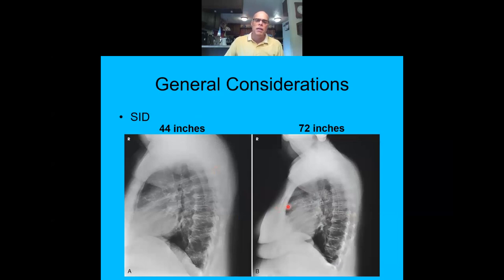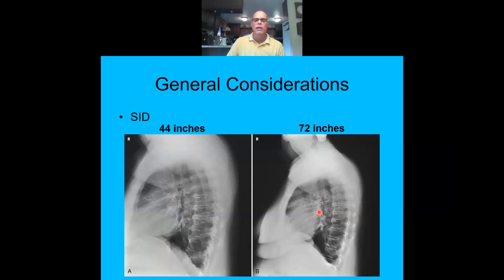Okay, here's our lateral general considerations with our SID. Our standard distance is always going to be 72 inches. It helps to minimize magnification. And obviously you can see this one done at 44 inches. This one done at 72. So we definitely do 72 when possible. Definitely on outpatient, the patients that are able to stand, we're always going to do 72 inches versus our 44 because it helps reduce magnification.